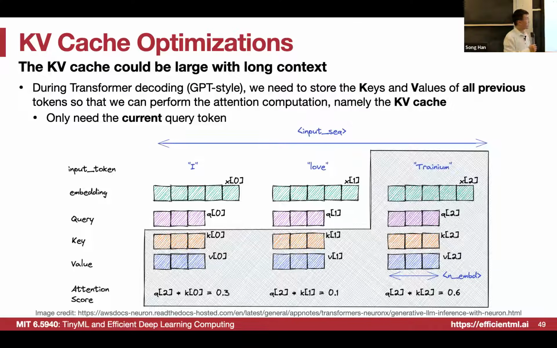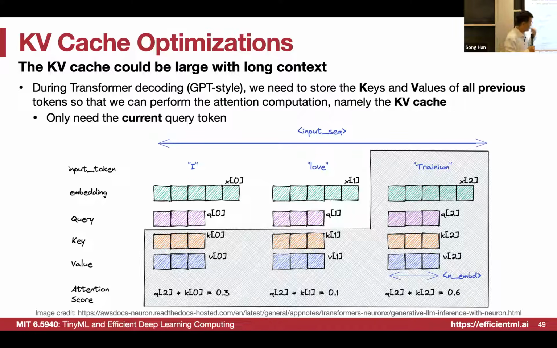So what is the KV cache? We are talking about the GPT style, decoder-only, which is very popular these days. We want to store the keys and values of all the previous tokens, since each new token is going to see all the previous tokens. Rather than recomputing them every time for each new token, since they are the same, we can store those key values for the previous tokens. We call it the KV cache.